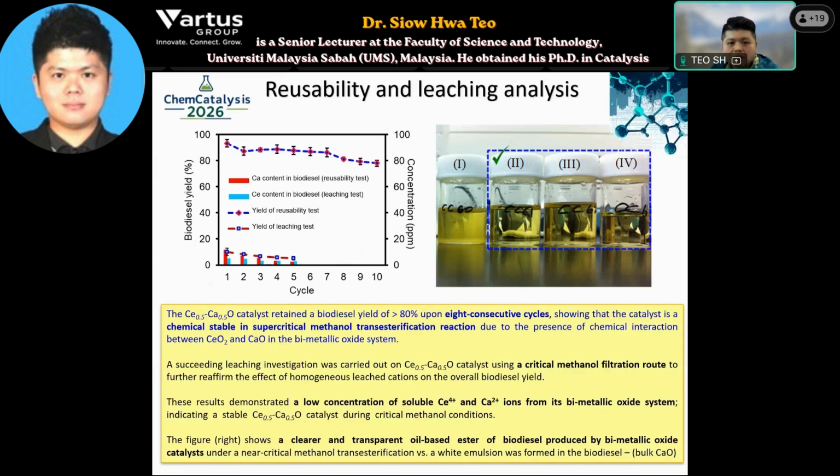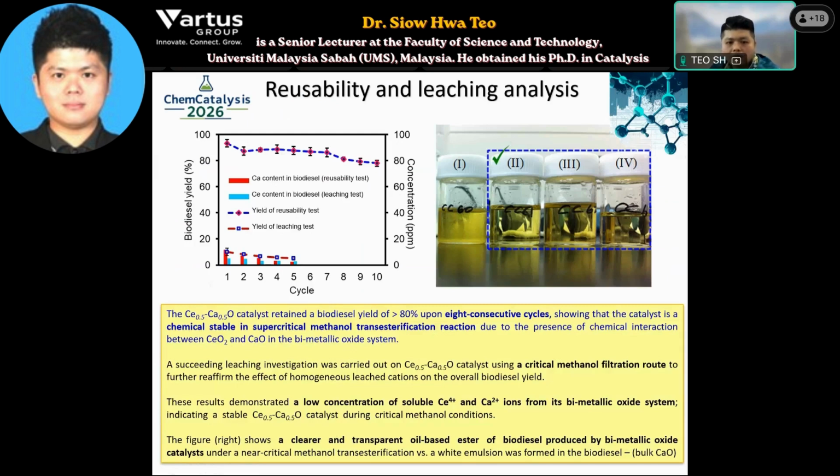To further investigate the catalyst stability, leaching analysis was conducted. The results show only very low concentrations of dissolved metal species in the biodiesel product, indicating minimal metal leaching during the reaction. This finding suggests that the strong interaction between the cerium oxide and the calcium oxide helps stabilize the catalyst structure near the critical methanol condition.